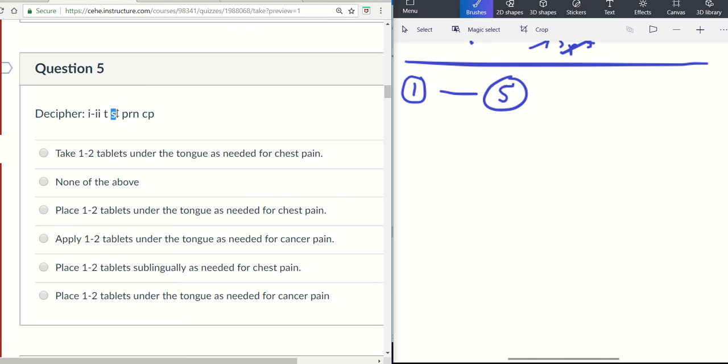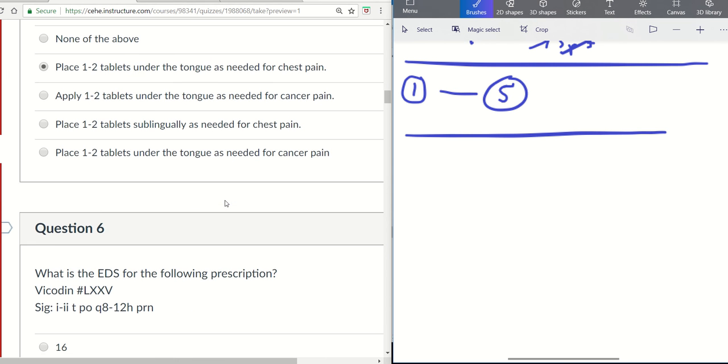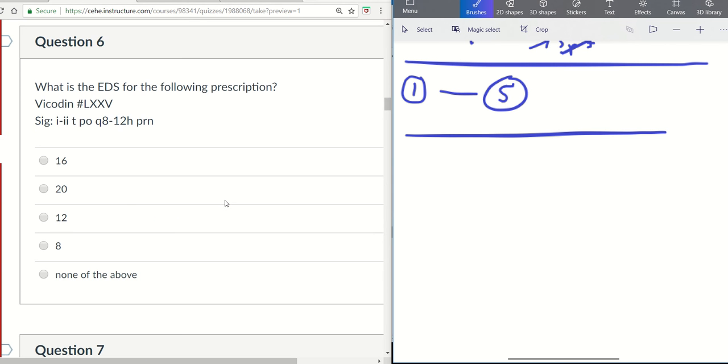SL, under the tongue, sublingually. What is the verb? Take? Are you going to swallow this? No, we are going to place. Place 1 to 2 tablets under the tongue. So use simple English. As needed for. Place 1 to 2 tablets under the tongue as needed for chest pain. Alright, so that's your review of SIG codes. Just review, and take each one carefully.